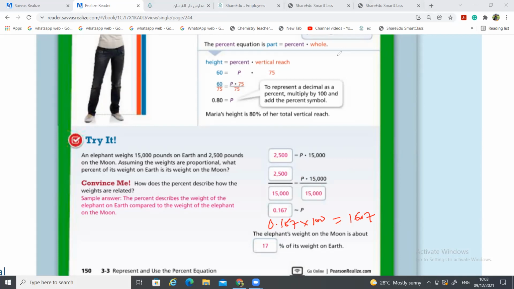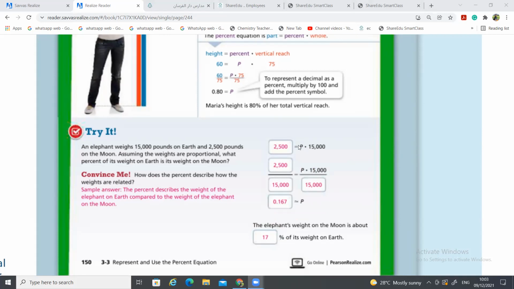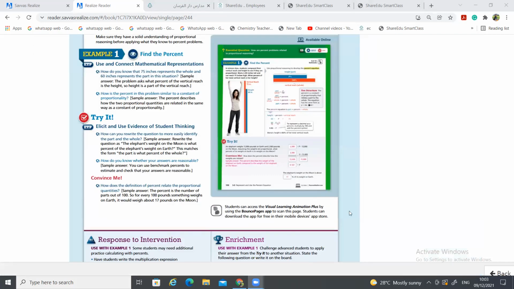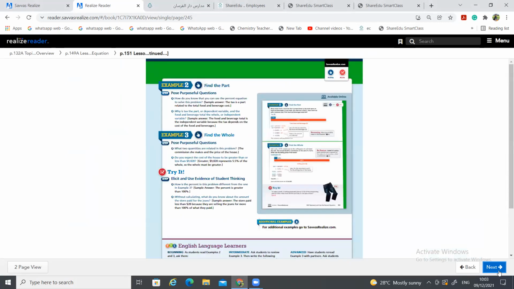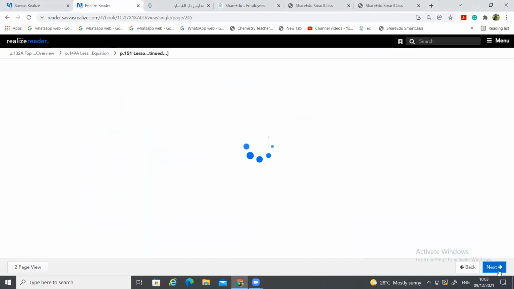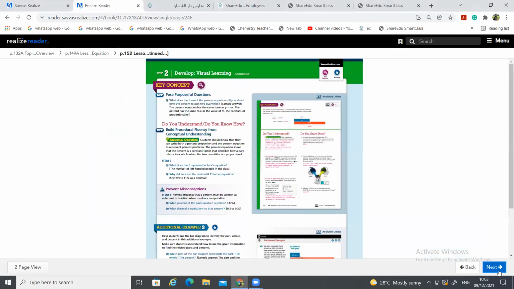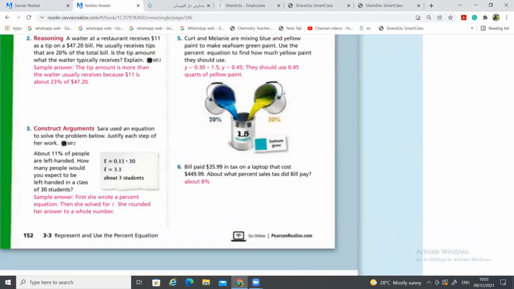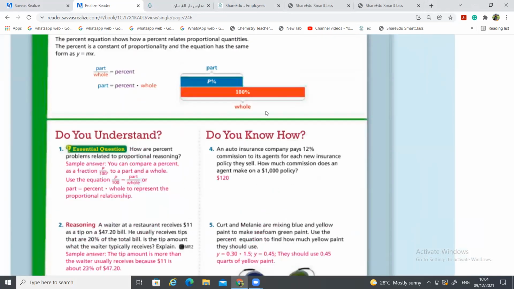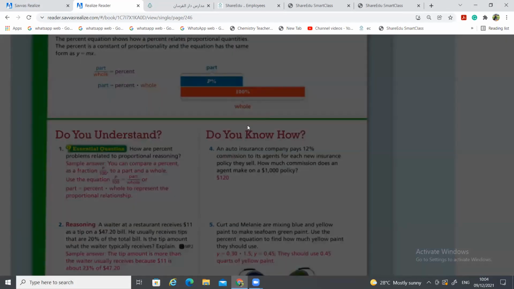May I erase it? Can I go to the next question? Just try it, later we'll do it, if we get time. We'll directly go to problem solving, do you know? Simple. Don't panic, girls, it's the same formula, okay?